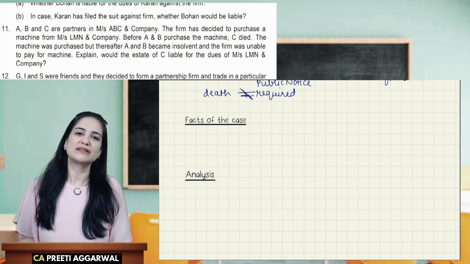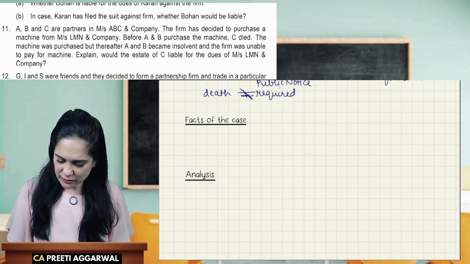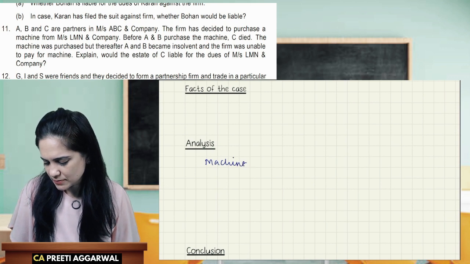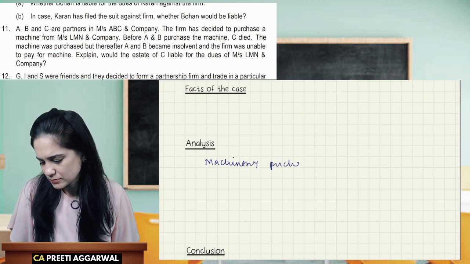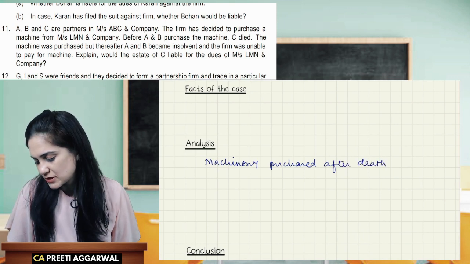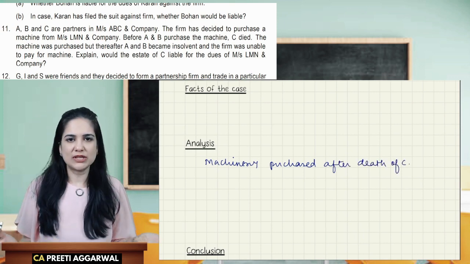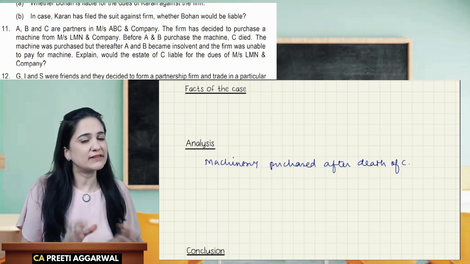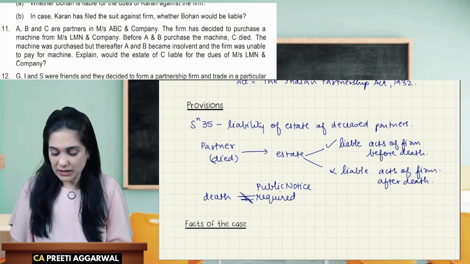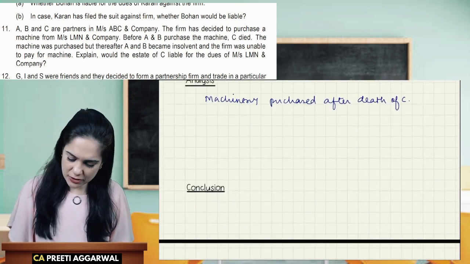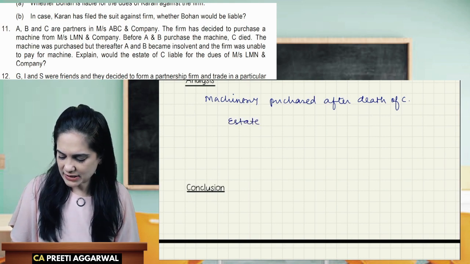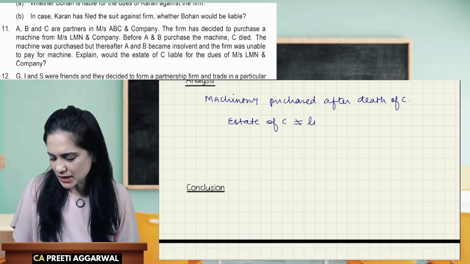What will you write in the analysis? Machinery was purchased after death of C. So since there was no transaction before his death, estate of C is not liable. Simple. That is the solution. You have written many things in the provisions itself, so here you need not write. You can directly jump to the solution. So you can state that estate of C will not be liable.